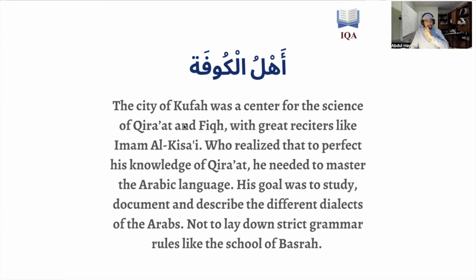So Imam Kisai, what's special about him? How did he start studying grammar and start the school of Kufa? Well, Imam Kisai realized that to perfect his knowledge of qira'at, because he was, of course, a reciter of the Quran, that's what he's usually remembered for, he needed to master the Arabic language. So his goal was to study, document, and describe the different dialects of the Arabs, because the different qira'at, in reality, are, to a certain extent, according to different Arabic tribes.